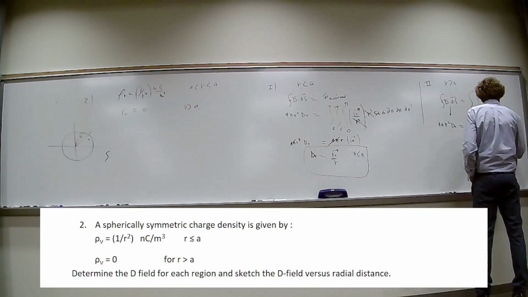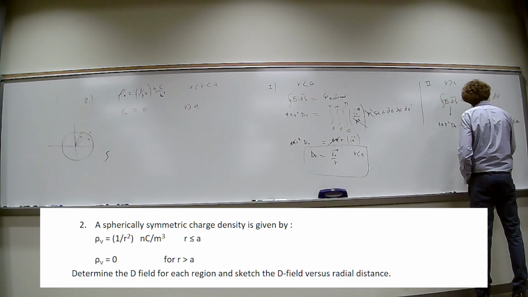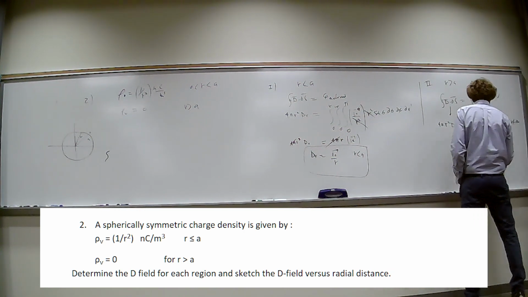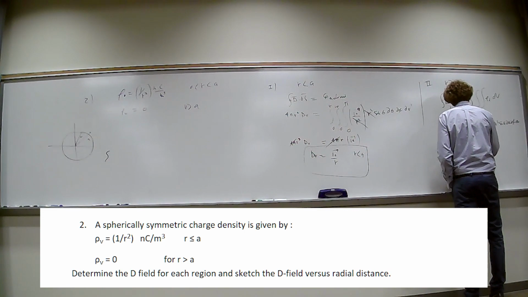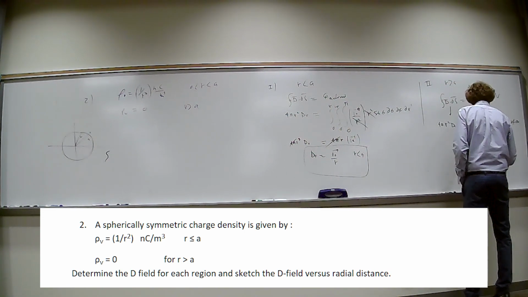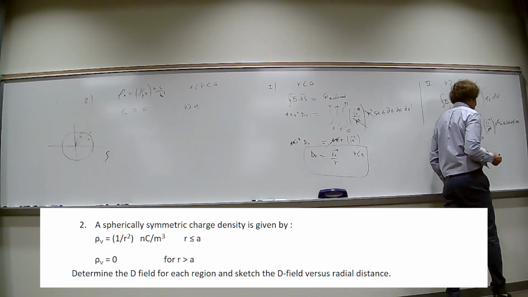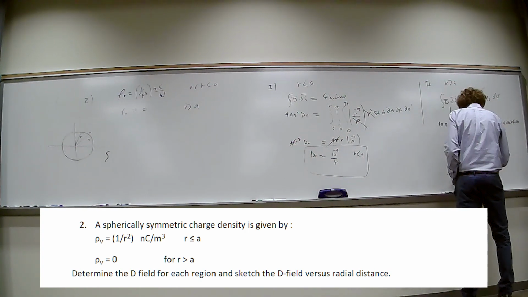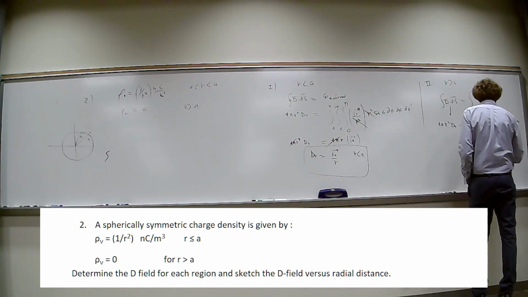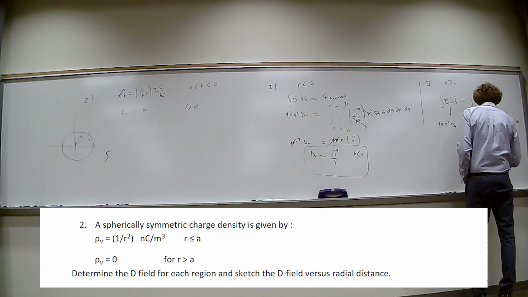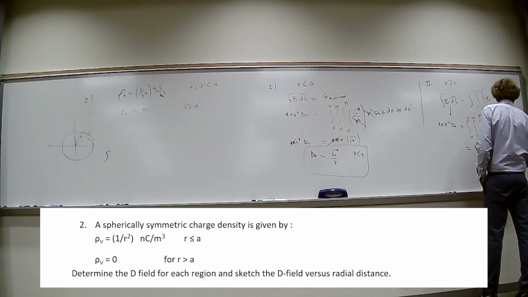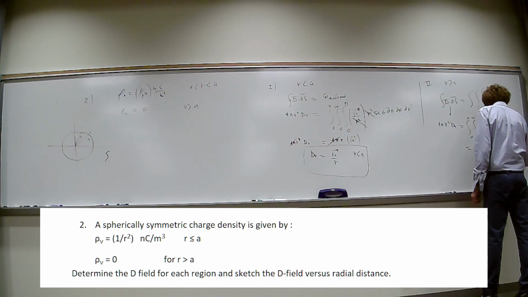So here, theta goes from 0 to pi, phi goes from 0 to 2 pi, and then r goes from 0 to a. Here you're going to get the r squareds again, so they're going to cancel. And when you do this, you're going to get 4 pi, times 10 to the minus 9 here. And then dr integrated is just r, times r from 0 to a, which is just going to be a.